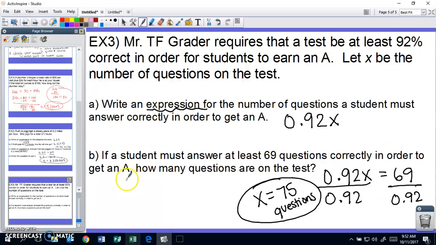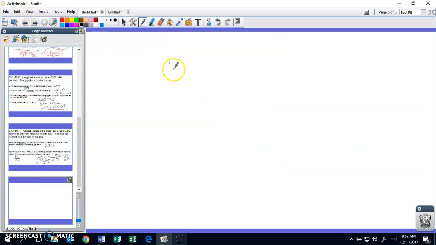So could you just do 69 divided by 0.92 right off the bat? Yes, and that's using one of your other strategies. But the thing is, when you use your other strategies, you really are solving an equation even if you don't set it up like one. Okay? So there's multiple ways to do that, but if they're asking for an equation or expression, you have to follow those.